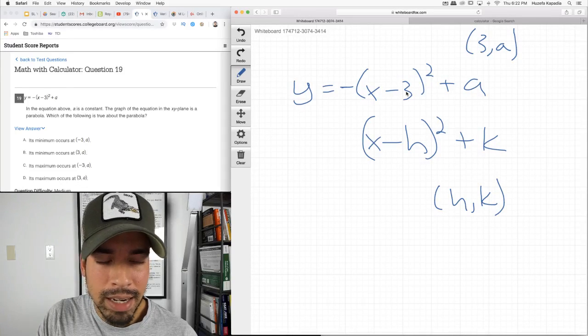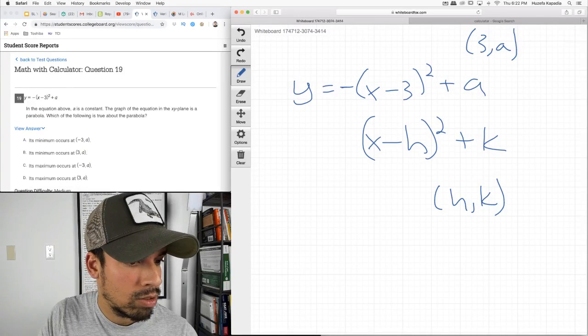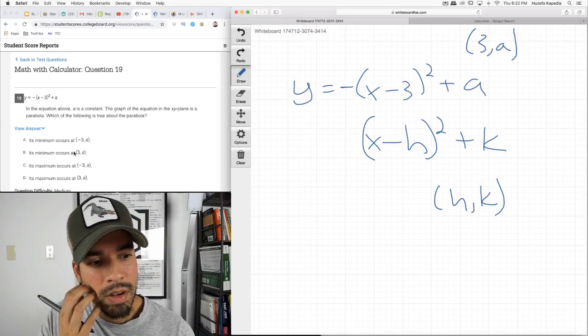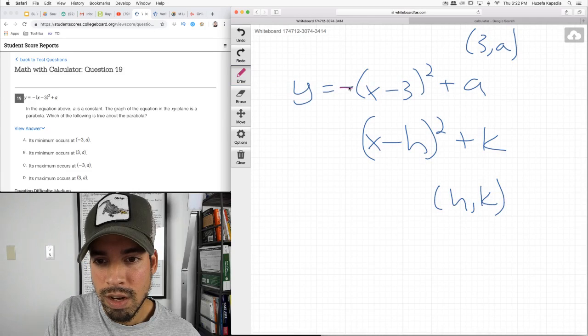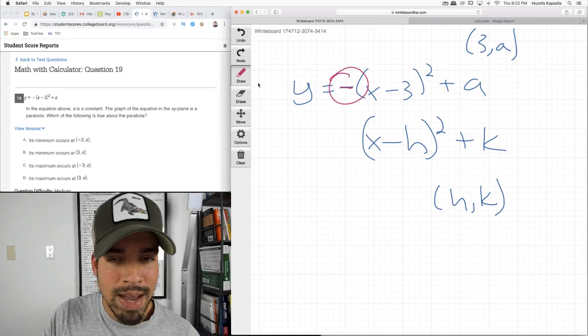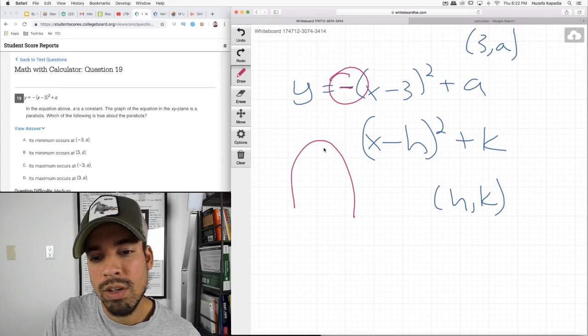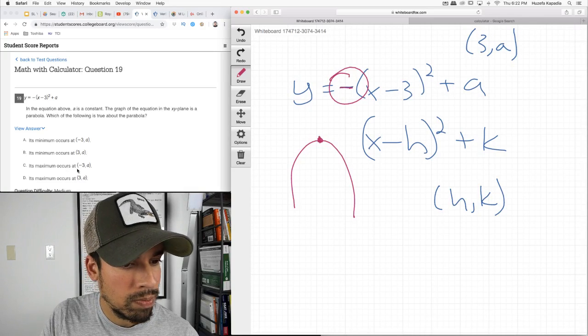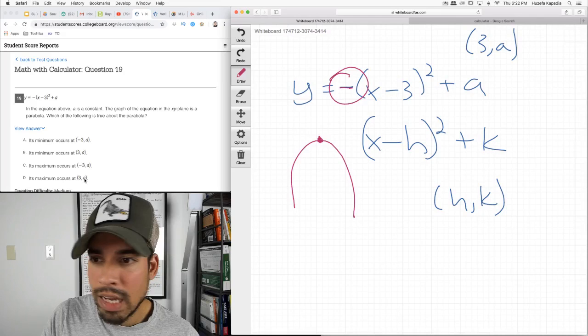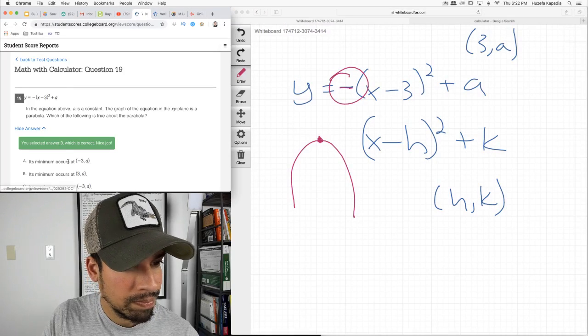But is this vertex a max or a minimum? It's definitely 3a, so we can get rid of a and c. But is it a minimum or a maximum? Because of this right here, it's a maximum. That means the parabola goes like this if you have a negative in front. So there's the vertex, and it's a maximum. So the maximum occurs at 3a, which is D.